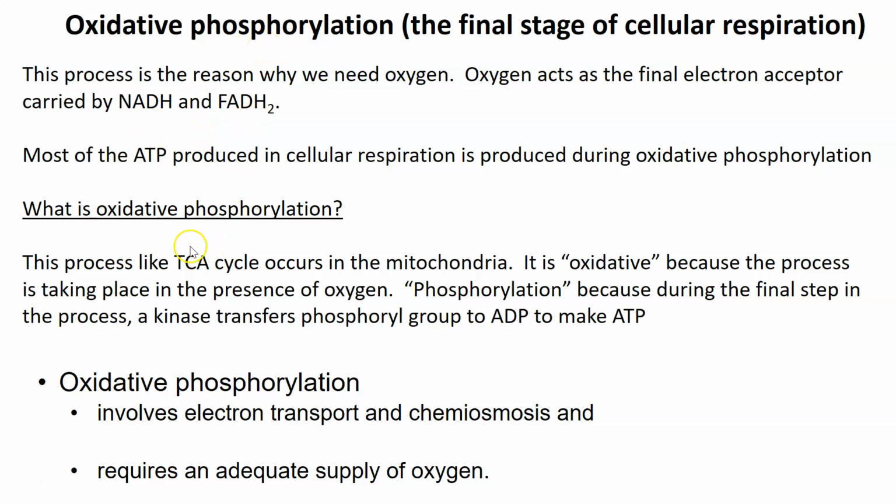What is oxidative phosphorylation? So it happens in the mitochondria. Again, we should know this by now. It is oxidative because the process is taking place in the presence of oxygen. And phosphorylation because the final step in the process is mediated by a kinase. What does a kinase do? It phosphorylates. So it's phosphorylating ADP to produce ATP, so it's a phosphorylation process.